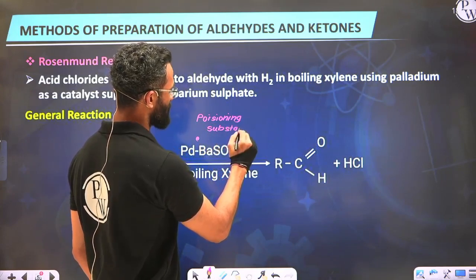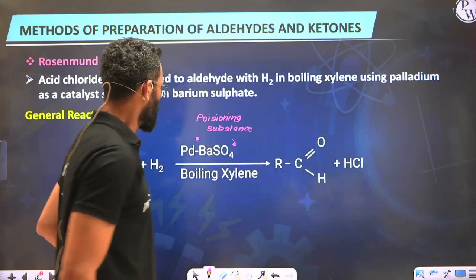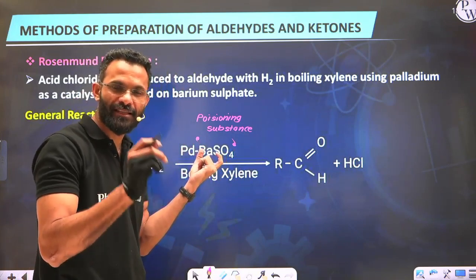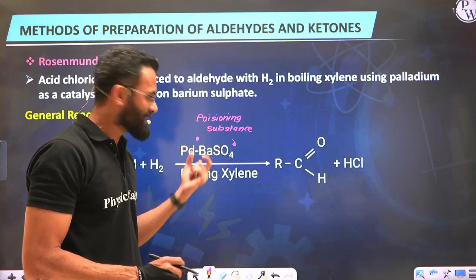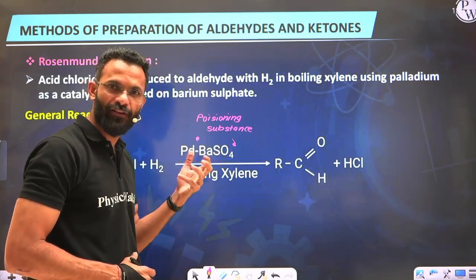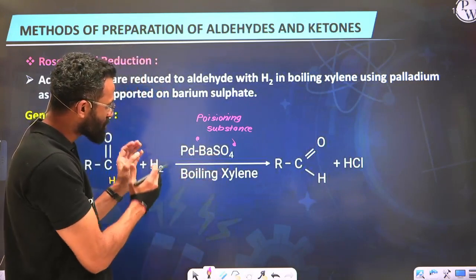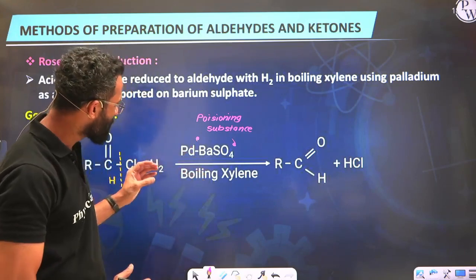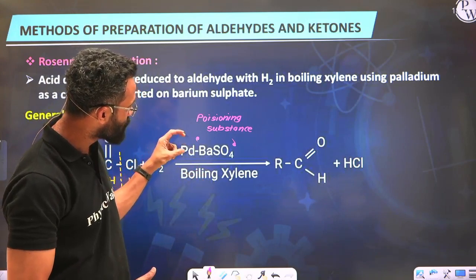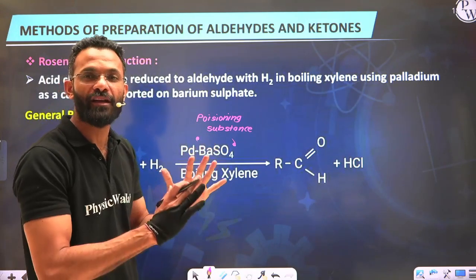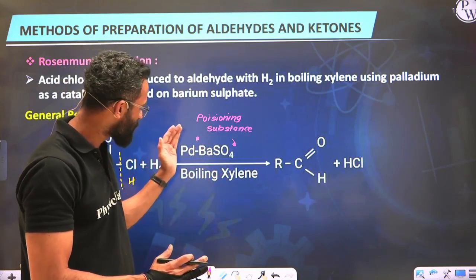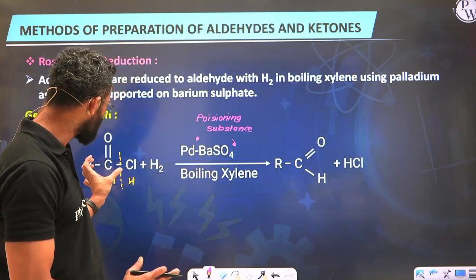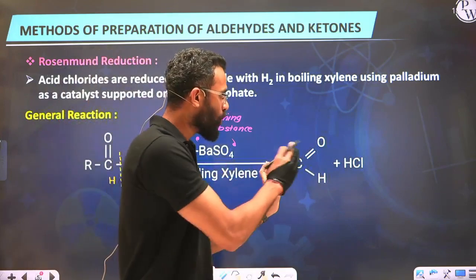What does that poisoning substance mean? When palladium metal is coated over the surface of barium sulfate, this barium sulfate reduces the surface area of palladium. Since barium sulfate reduces the surface area of palladium, it does not allow a large concentration of hydrogen gas to get deposited on palladium. So hydrogen gas is deposited in a lesser amount on palladium due to the poisoning ability of barium sulfate. Poisoning means not letting more H2 gas get adsorbed on palladium by reducing its surface area, because of which a limited amount of H2 gas reduces this acyl chloride into aldehyde and over reduction is avoided.